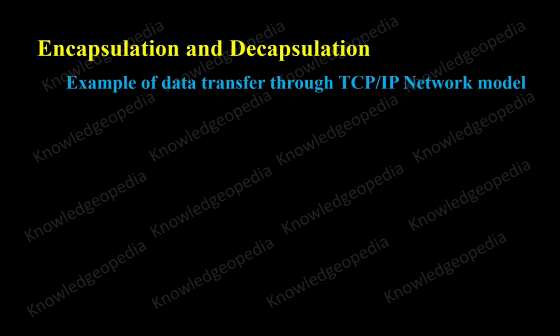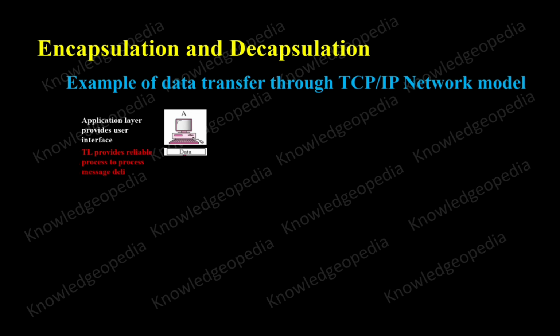Encapsulation, decapsulation. Let us take an example of data transfer through the TCP/IP network model. Here a user is interacting with the application layer. The application layer data is given as data to the transport layer. The transport layer's job is to provide reliable process to process message delivery. So this data is a message. Now that message cannot be transmitted as it is, so it is broken into two packets, data 1 and data 2. Along with that, it adds port addresses J and K to indicate the source port address and destination port address. After that, it is given to the network layer, whose job is to move packets from source to destination. For that, it adds a logical address.